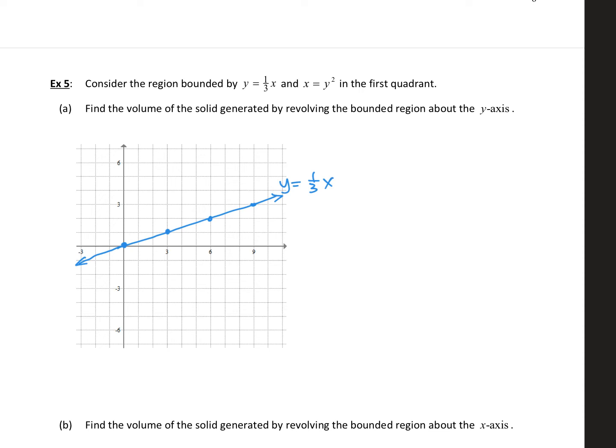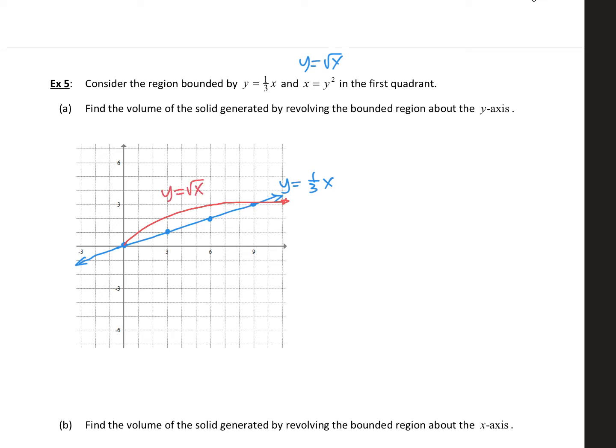The next one is x is equal to y squared, so I can look at this as y equals radical x if you want to. It's like this way. So let's graph that in red. Where do they exactly meet? Here, I kind of knew it was going to be 9, 3. This is where they meet. y is equal to radical x.